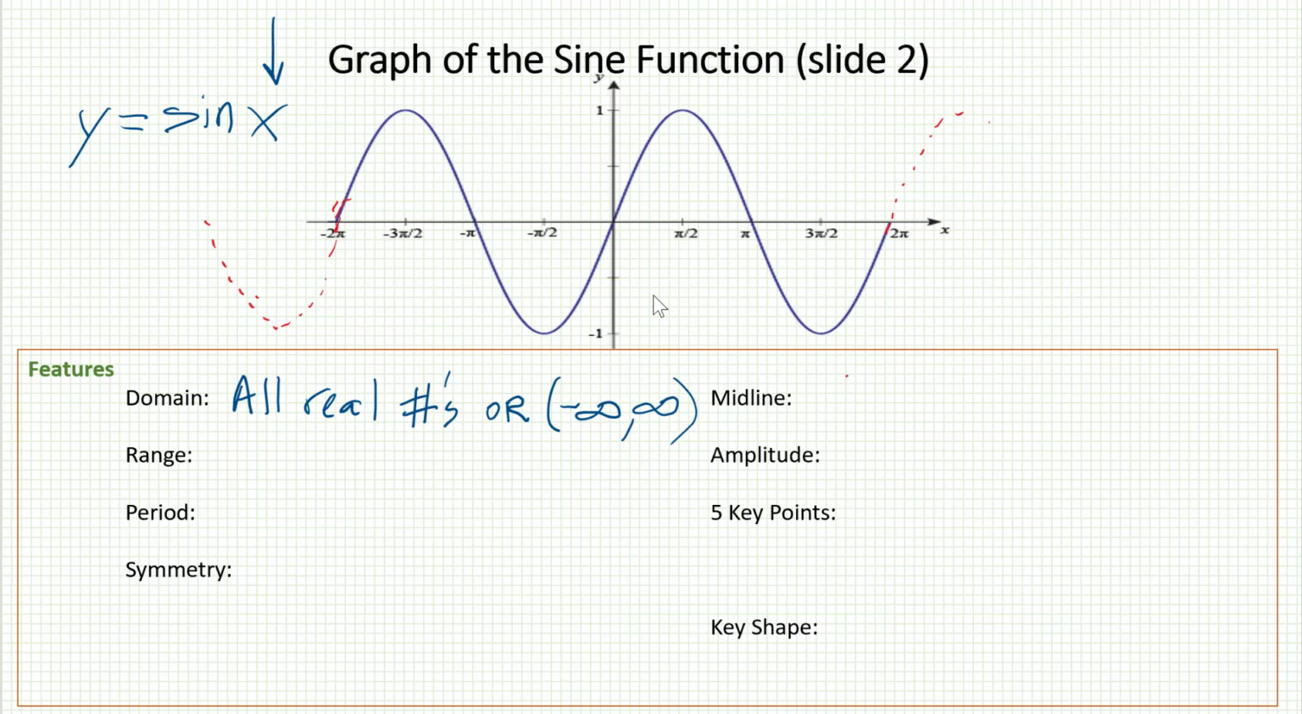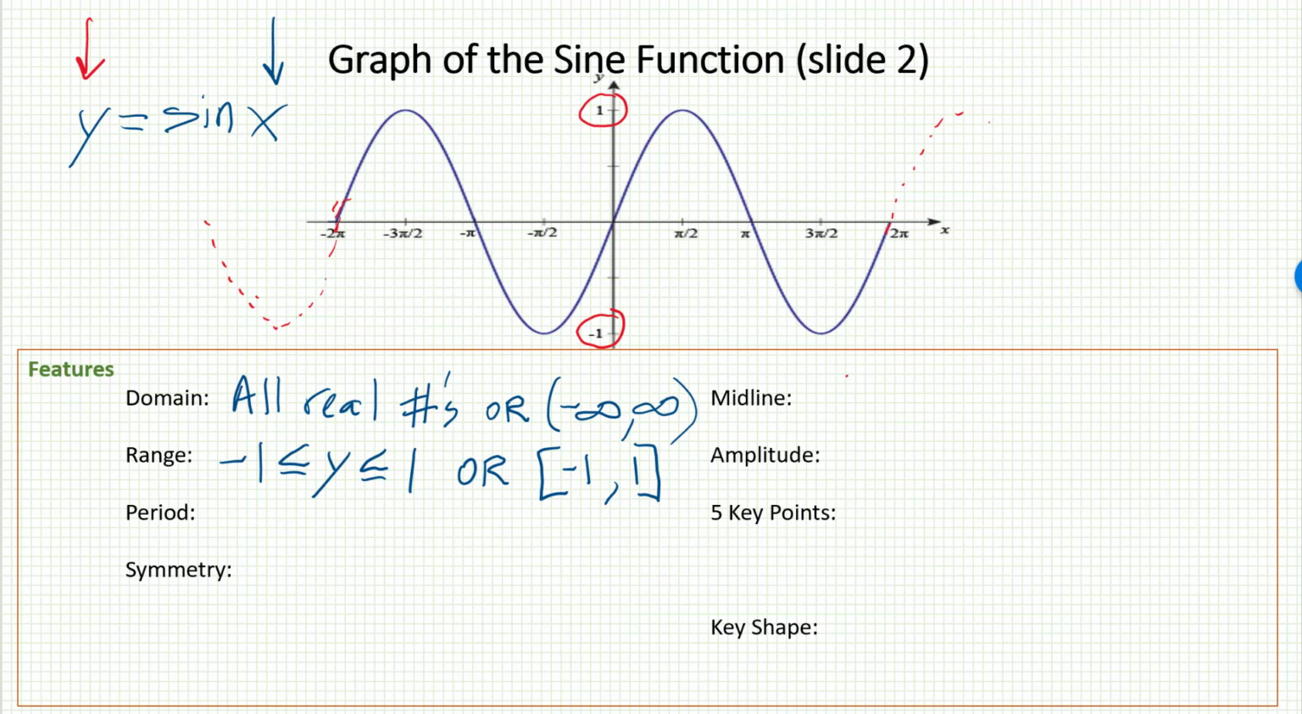How about the range? The range refers to all the possible y values that may ever come out of this function. Is the range all real numbers also? Not at all. You can see that the highest y value that ever shows up on this graph is 1, and the lowest value is negative 1. So we write, in inequality notation, y is between negative 1 and positive 1. Or in interval notation, the interval from negative 1 to 1, the brackets indicate, of course, that we include those endpoints.